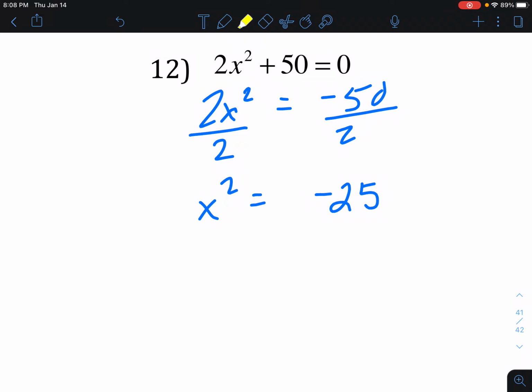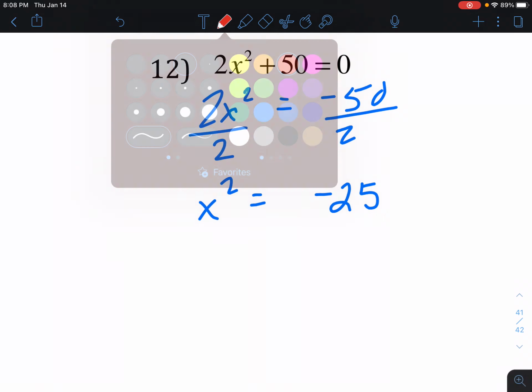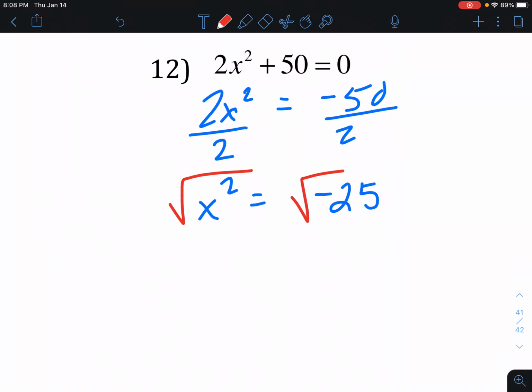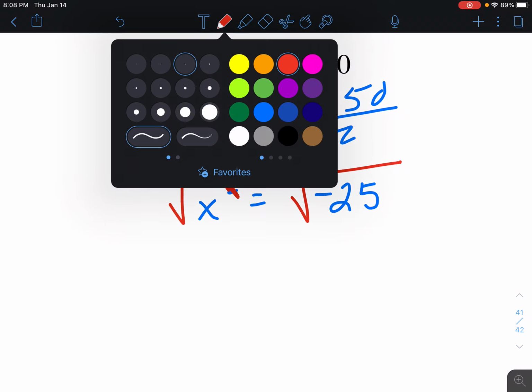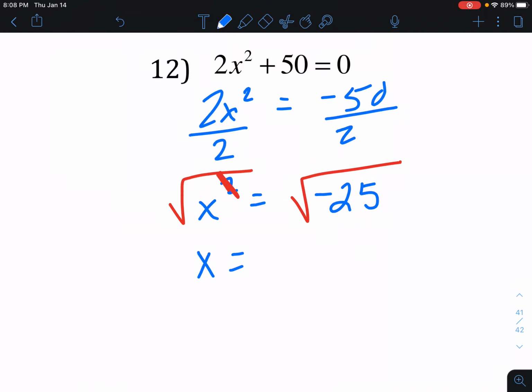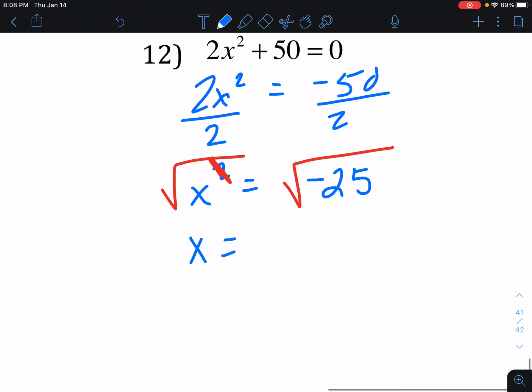We want to get rid of the exponent. We square root both sides. So we got x equals. Now we got to be very careful here. Remember to throw in your plus minus for your two answers.